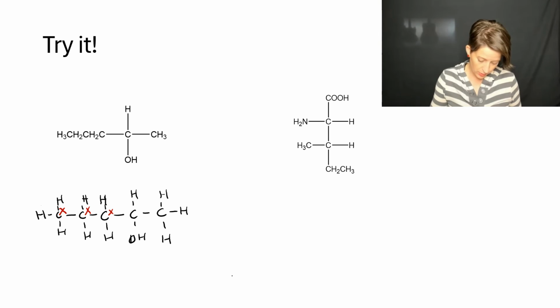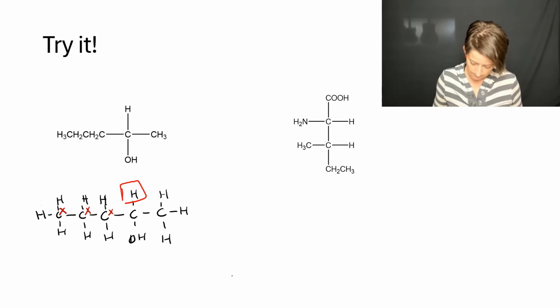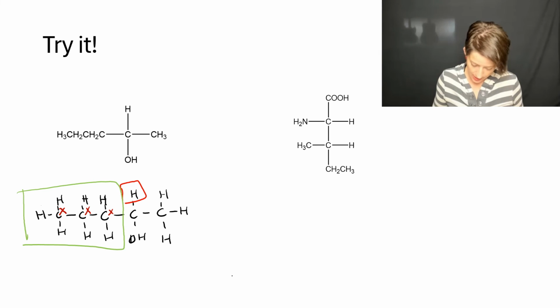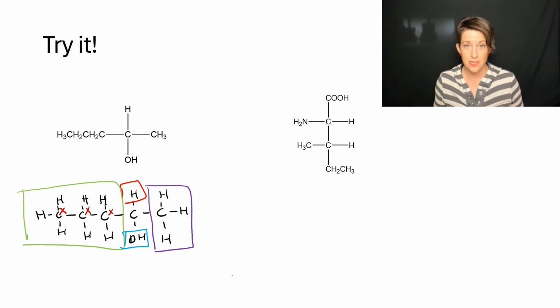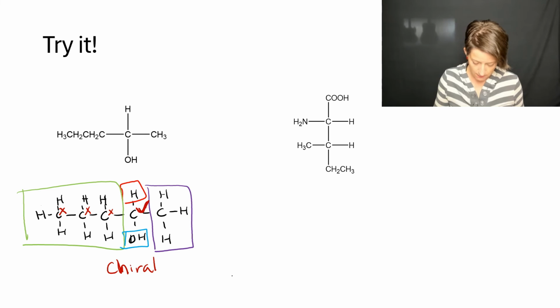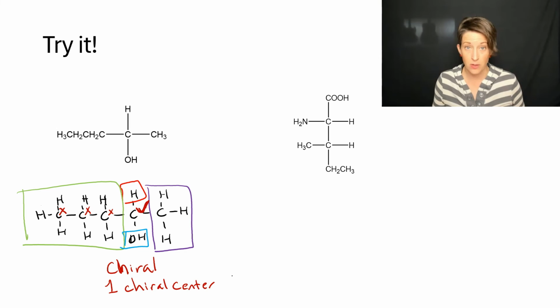Going to carbon number 4. On carbon number 4, I've got a hydrogen. I've got this propyl group, so a 3-carbon group. I've got a hydroxyl, and I've got a methyl. 4 different colors, 4 different groups. That means that this carbon is chiral. Therefore, we have a chiral compound. And we will say it has 1 chiral center. That becomes important when we talk about our monosaccharides.